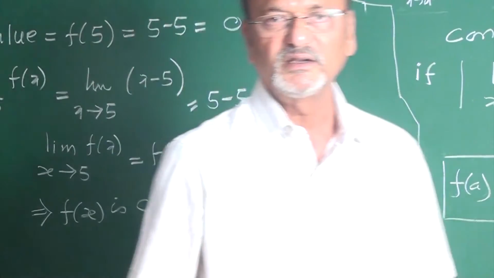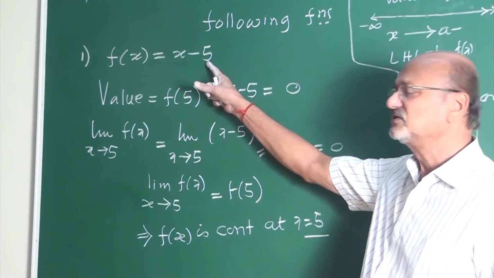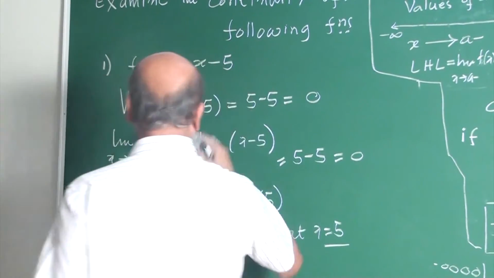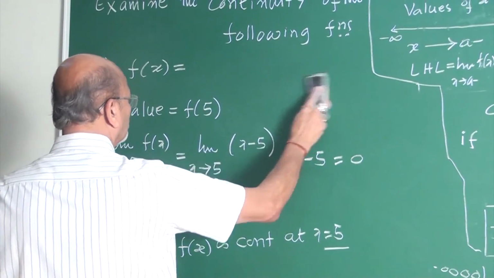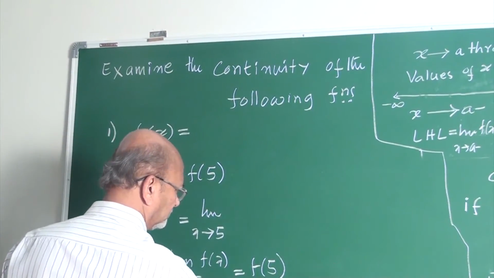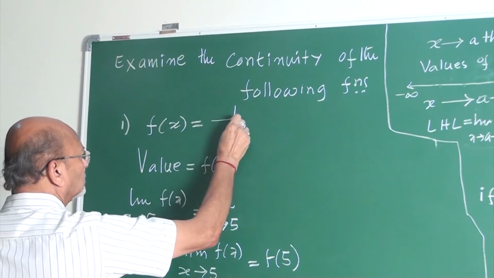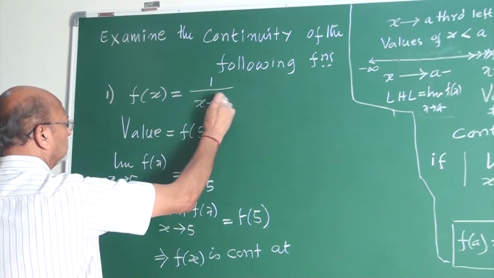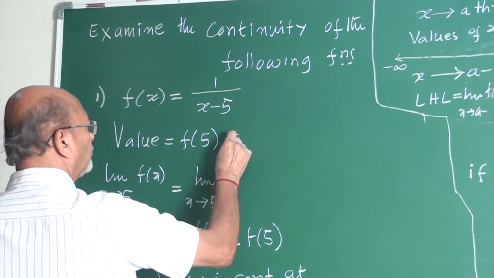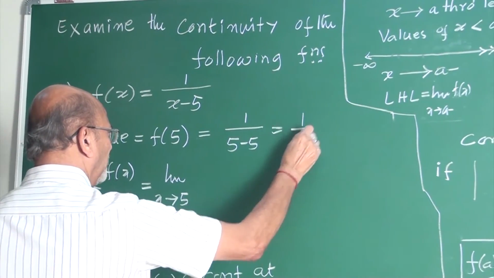Next I take the same expression, but it is in the denominator, my friends. See there. What is it? Yes. This is 1 upon x minus 5. It is in the denominator. Value f of 5. What is f of 5, my friend? It is 1 upon 5 minus 5. What is it? 1 by 0.